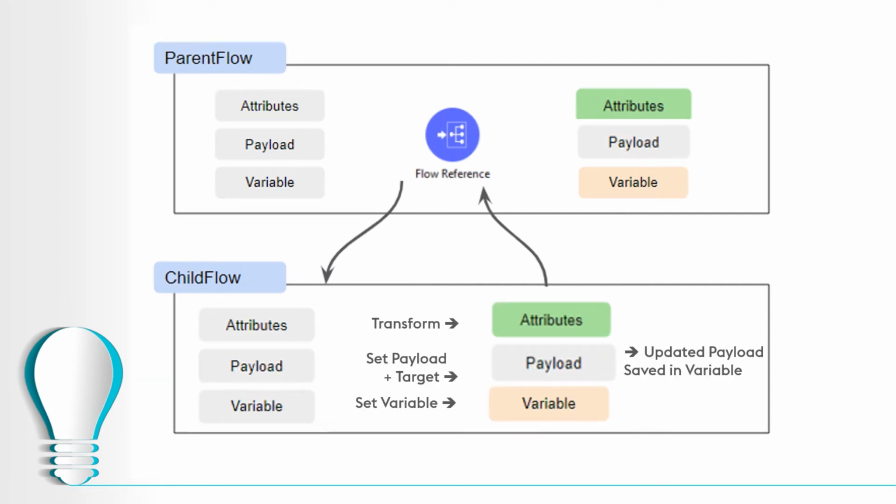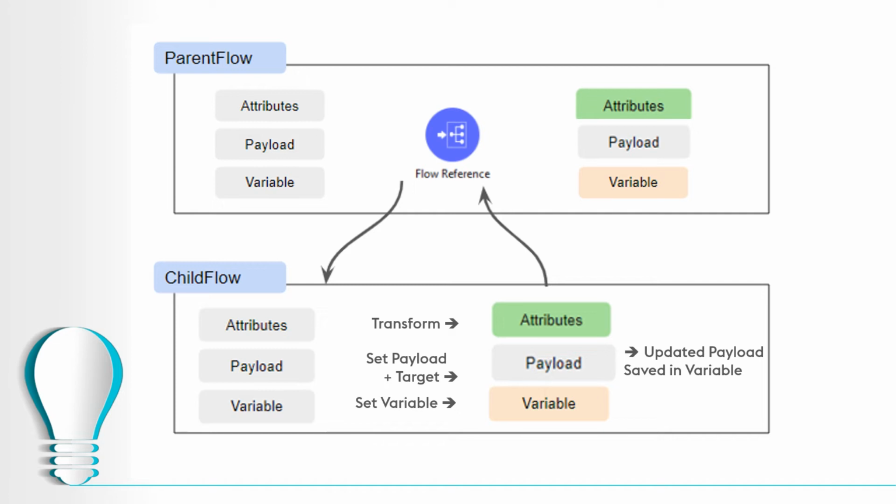Now let's see another example where we are calling a child flow using flow reference, but in this case we are setting payload in a target variable. Here, when you pass attributes, payload, and variable from your Mule event to flow reference, all of them are accessible as is in your child flow. You get all these values as is, and you can then update them.